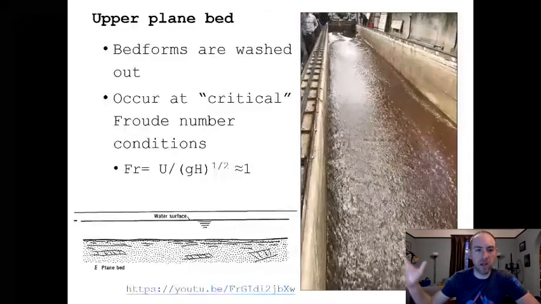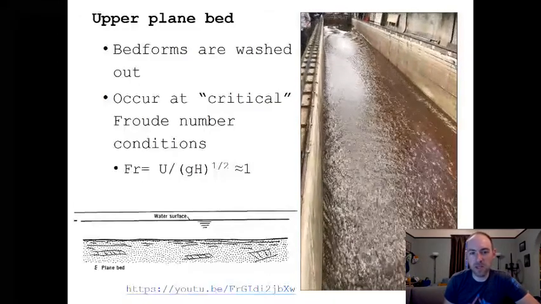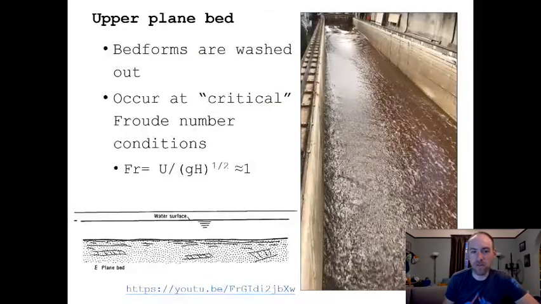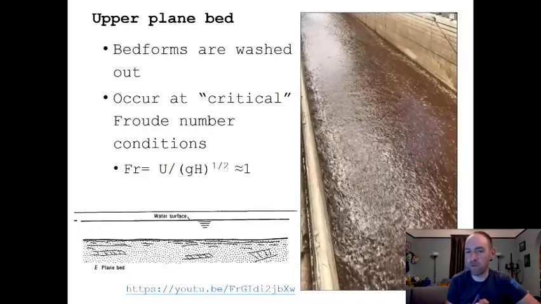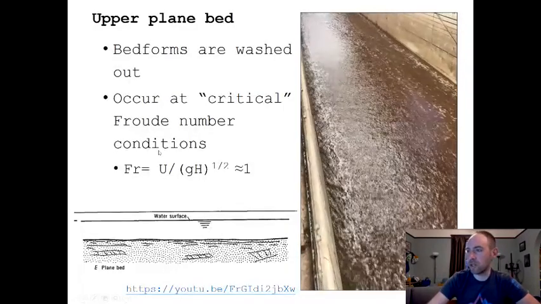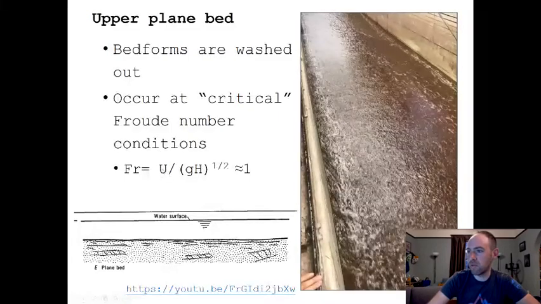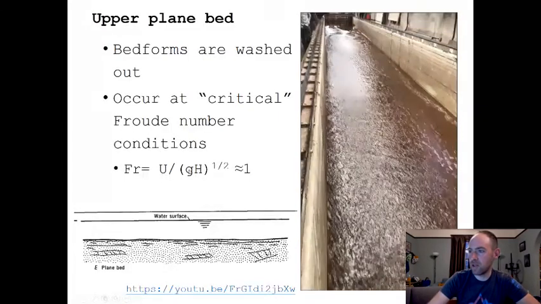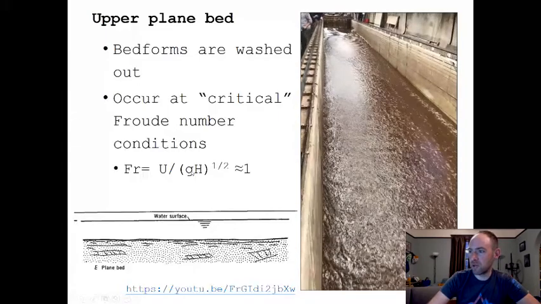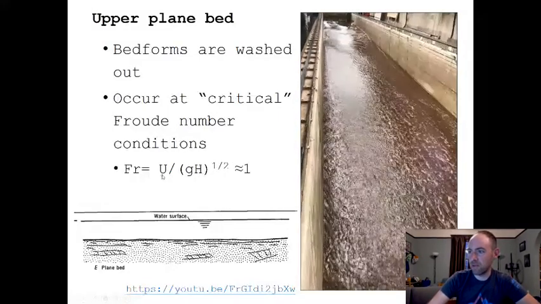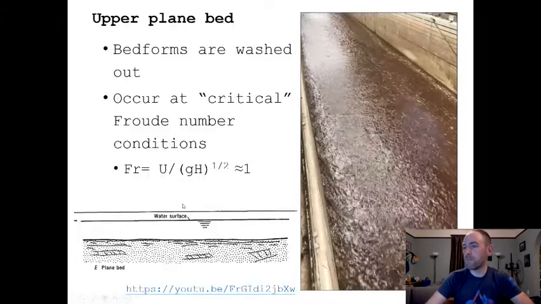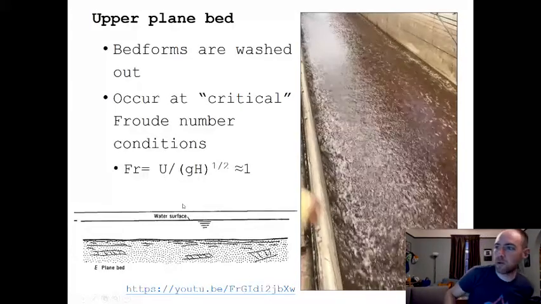So if you see plane bed flow out in the wild, you can impress your nerdy friends by saying, well, that's a Froude critical condition of Froude number of 1. It's a dimensionless number. You can see it has units of velocity here, right? Say that's meters per second, and this is meters per second squared times meters, so the square root, so it's meters per second divided by meters per second, right? And it's a dimensionless number.